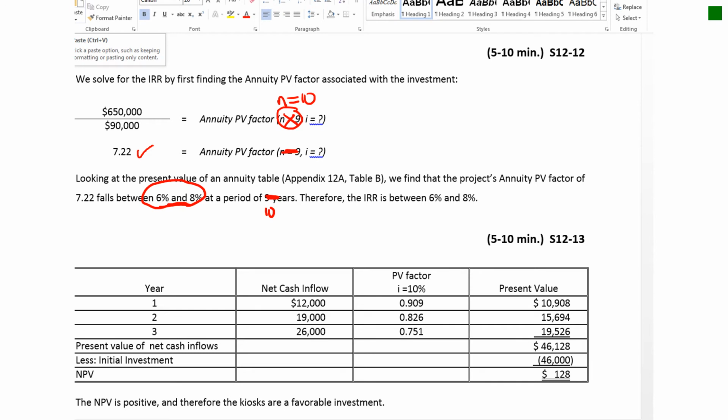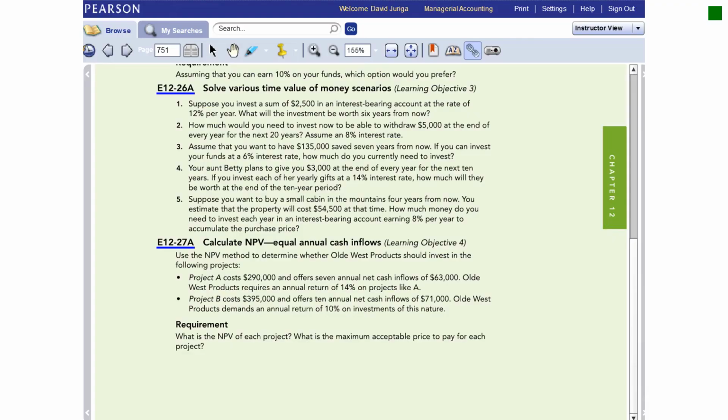You're looking to see where that falls in the table, and you're going to find that it falls right between the columns, and you should get about between 6 and 8% as your IRR.